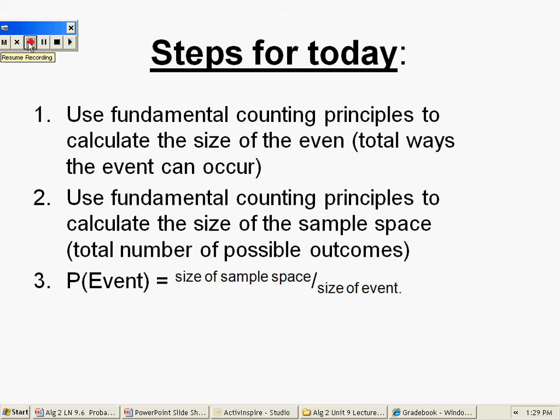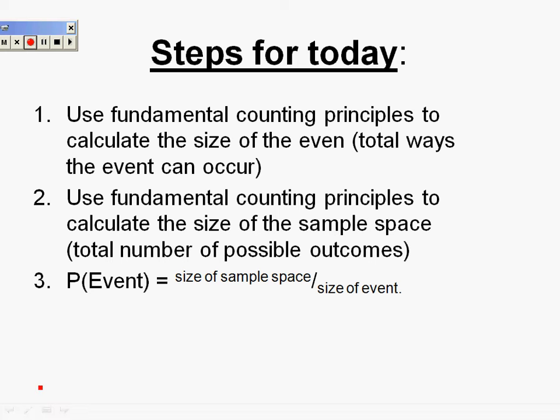So here's the steps for today. We're still going to be finding the event in the sample space and making a fraction out of them to find the probability, but the things we're going to be finding probability of, there's just so many ways they can occur. We have to use our counting rules to find the number of ways the event can happen and the number of ways the sample space can happen before we can do the probability. So let's go ahead and see what that looks like.